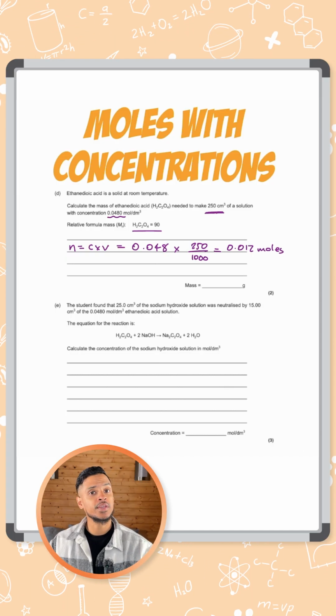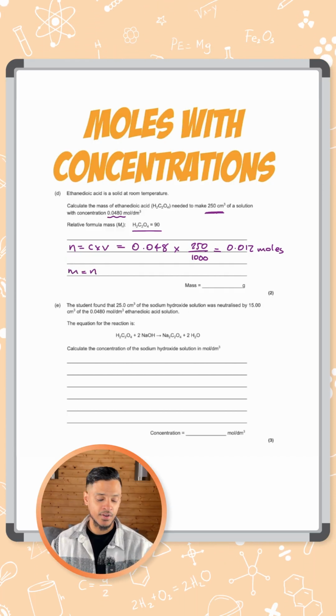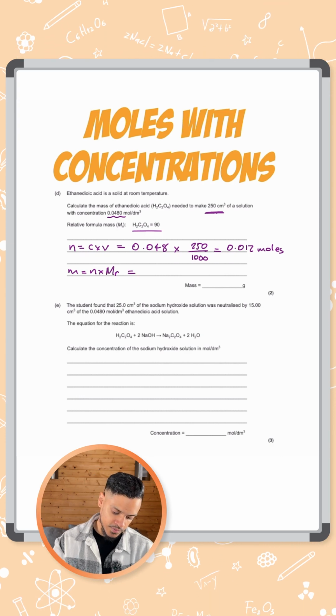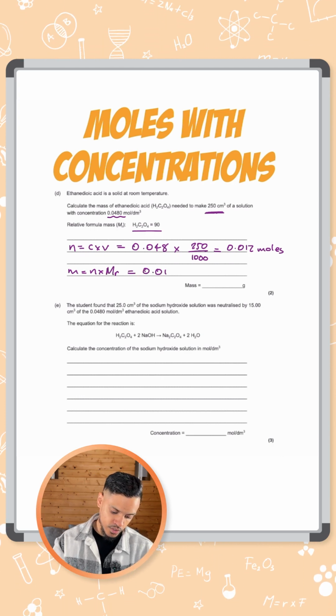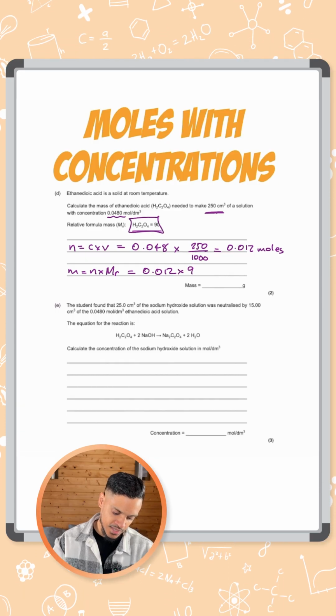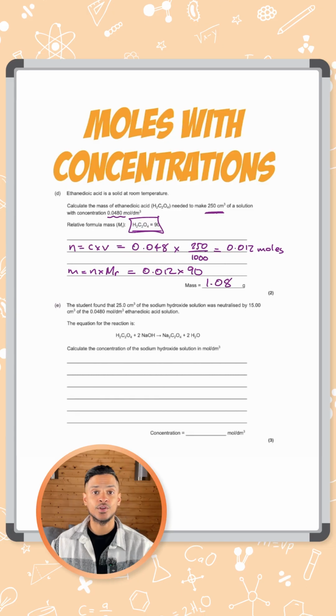Now we've got the moles, we can work out the mass. We can use the equation moles equals mass over Mr and rearrange it to give us mass is equal to moles times Mr. So we get the number we just got, the 0.012, and multiply that by the Mr of this, which is 90, and that will give us a final answer. And that is 1.08 grams.